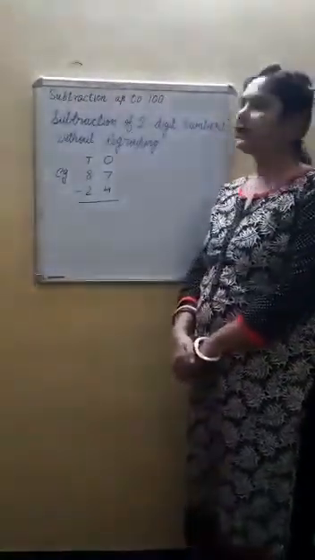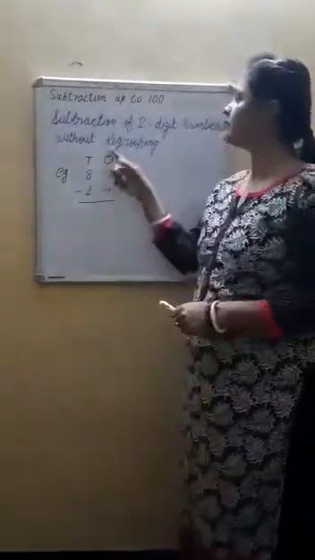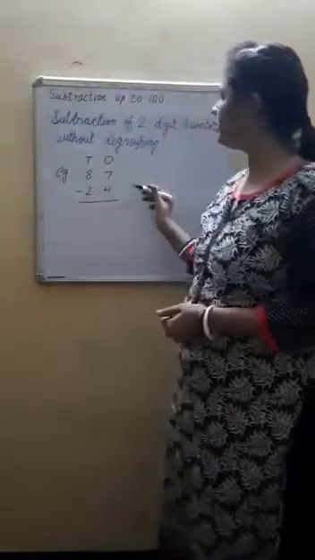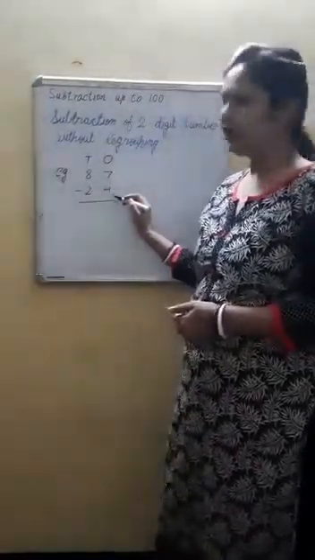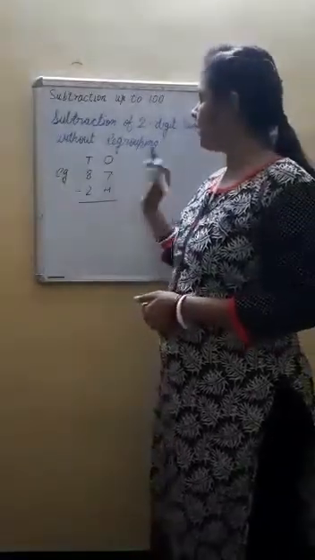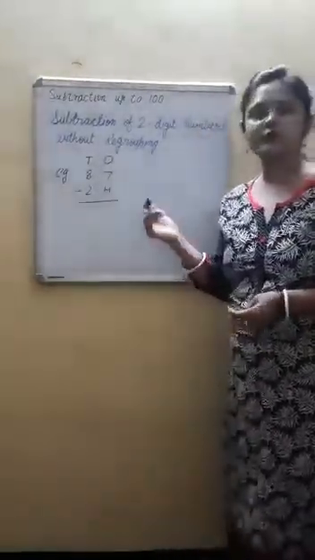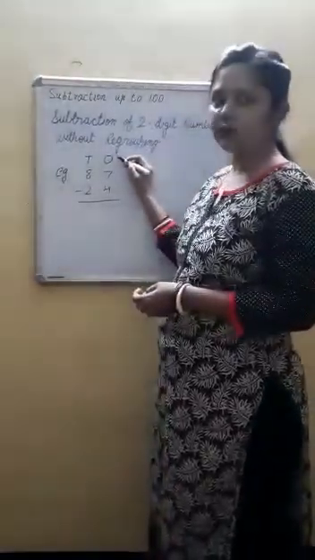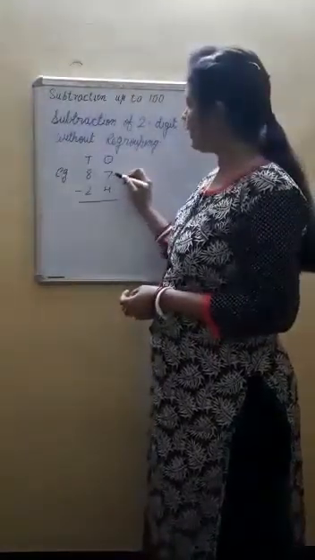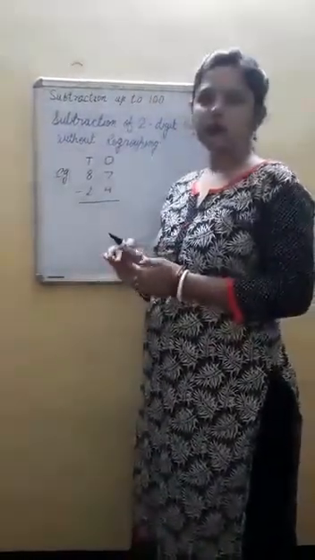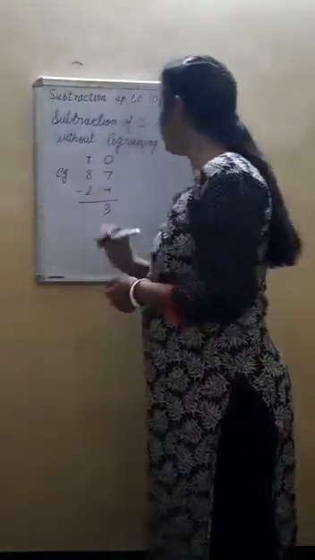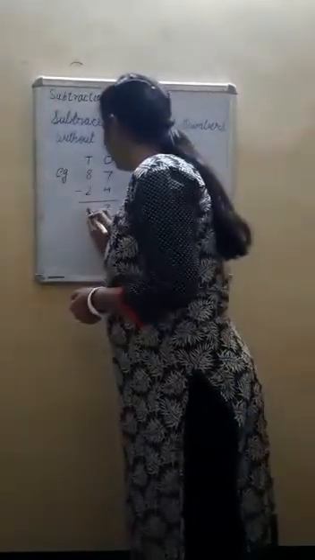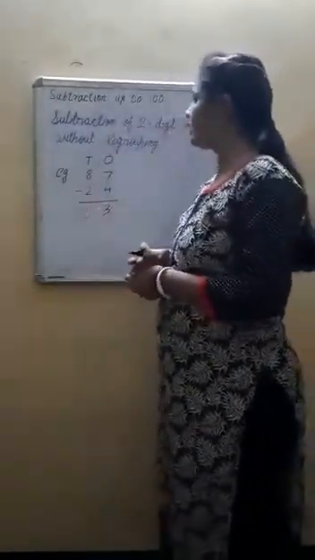Now the next topic is subtraction of two-digit numbers without regrouping. Here we have taken one example, 87 and 24. Means subtract 24 from 87. As we know, we always do subtraction from the right hand side. So we will subtract the digit under the ones column. 7 minus 4. So what is the value? 3. Now when we subtract 2 from 8, we get 6. So 63.